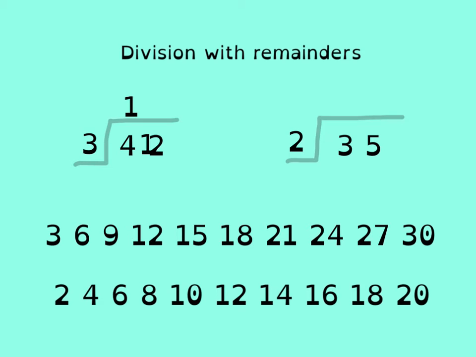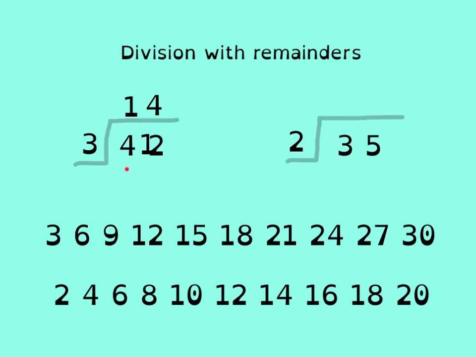Now 12 divided by 3: have a look along the 3 times table, and you can see that 3 can be divided equally into 12 4 times. So you write your answer above the line and place it in the units column. So your final answer is 14. So 42 divided by 3 makes 14.